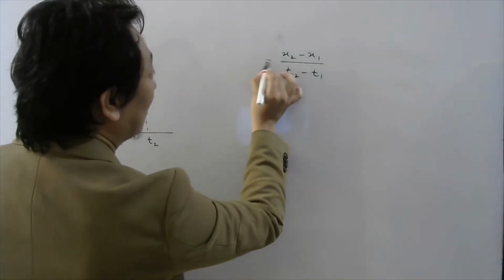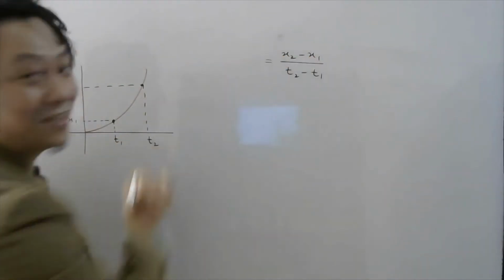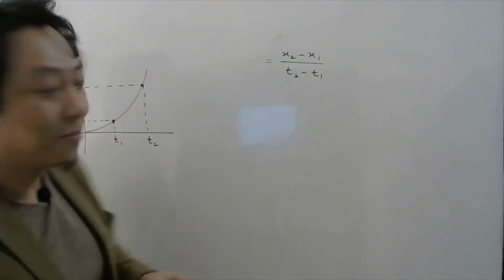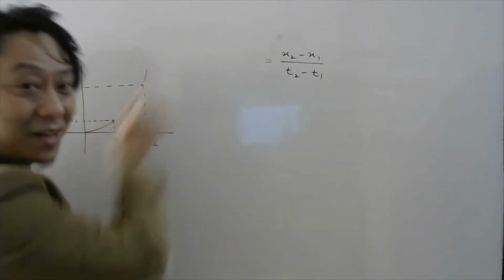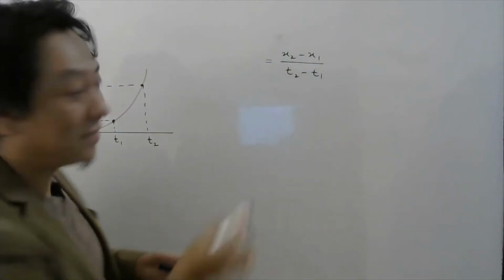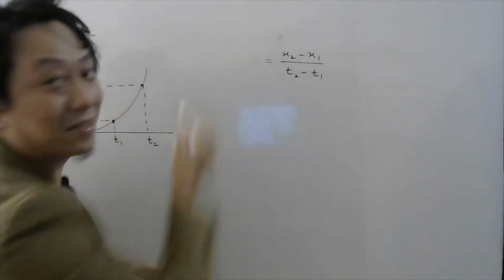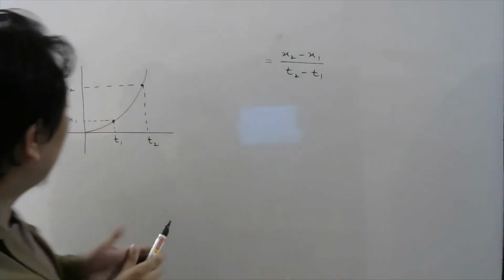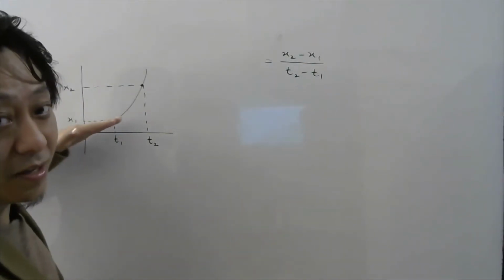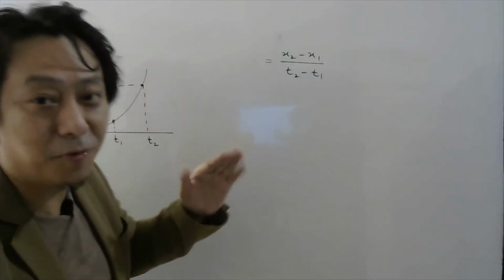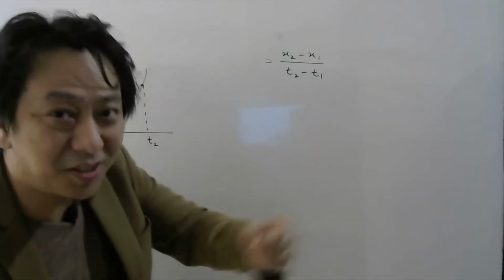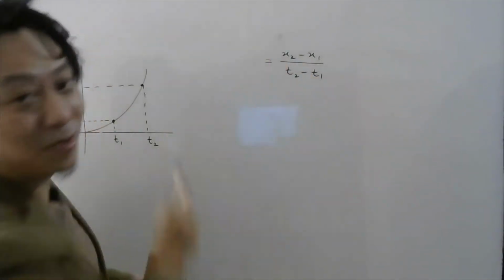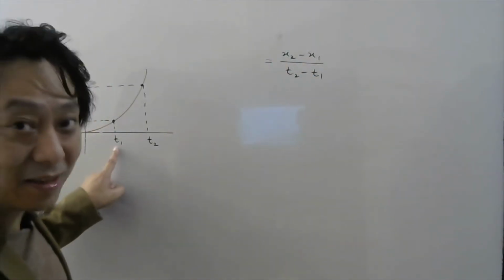Now can I say this is the rate of change at this point t1? Obviously no, because this graph is not a straight line. If it was a straight line, then yes, we could call this the rate of change, as we have seen in the first example. But here the graph, if you see carefully, is a curved line, and therefore the rate of change keeps changing every time, and we cannot simply say this ratio is the rate of change at this instant.